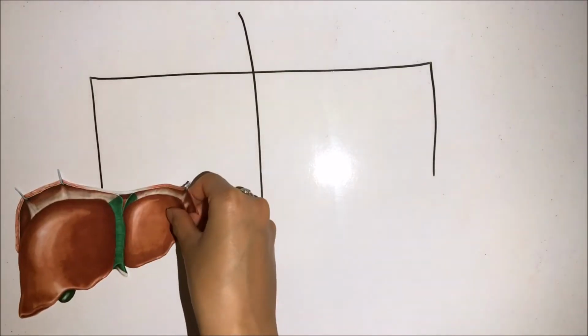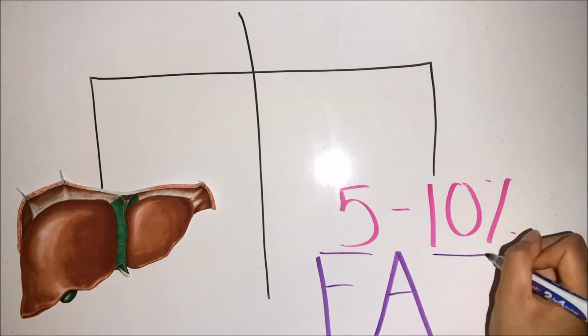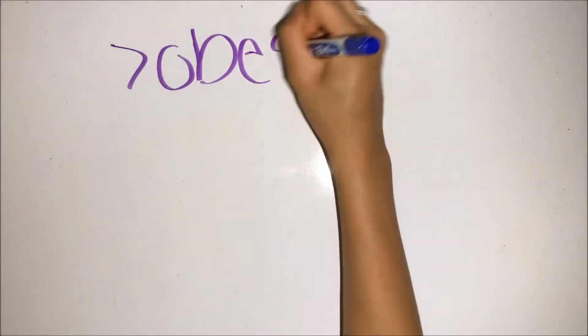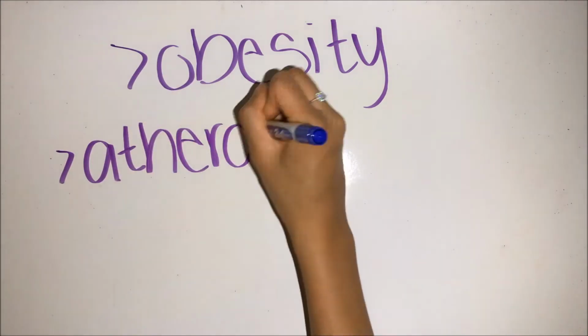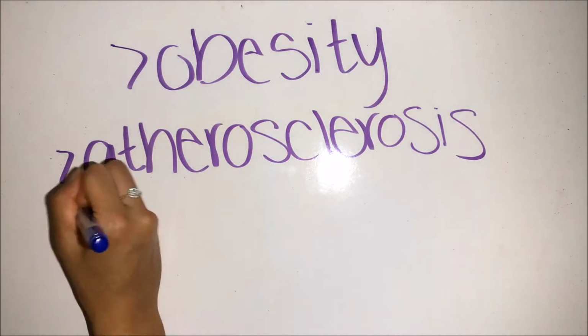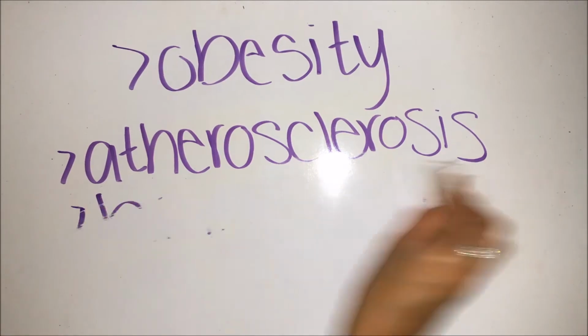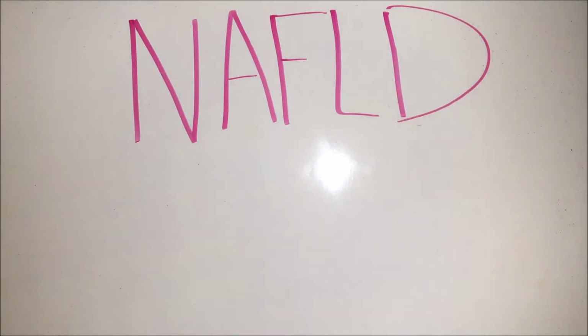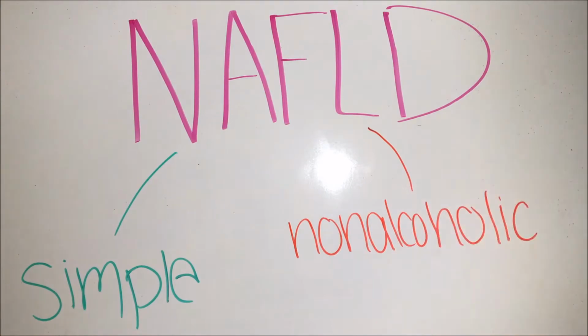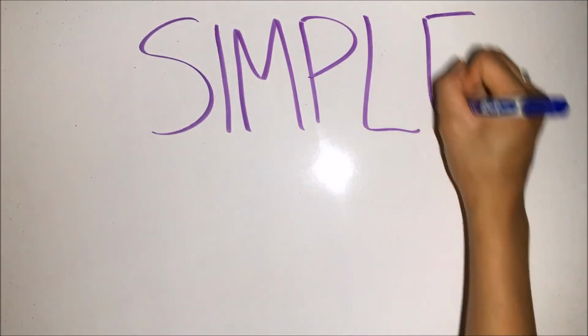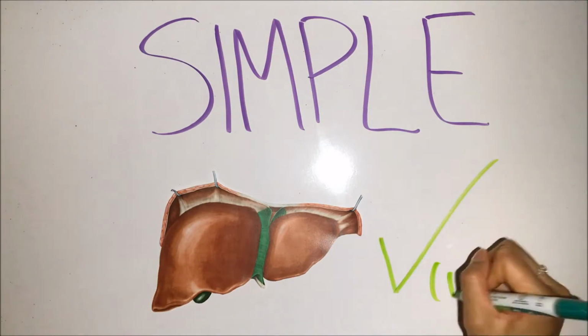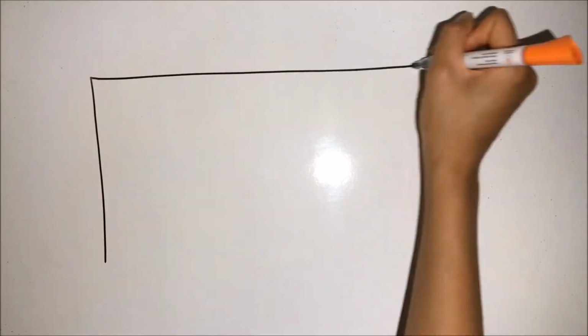Non-alcoholic fatty liver disease is a disease where 5 to 10% of the liver's mass is composed of fat. The true cause is unknown, but we know it's not because of alcohol consumption. However, there is a correlation between NAFLD and type 2 diabetes, obesity, atherosclerosis, and high blood pressure. There are 2 branches of non-alcoholic fatty liver disease: simple and steatohepatitis. Simple is when the fat content is not severe enough to do any damage to the liver and can be reversed through a change in lifestyle.